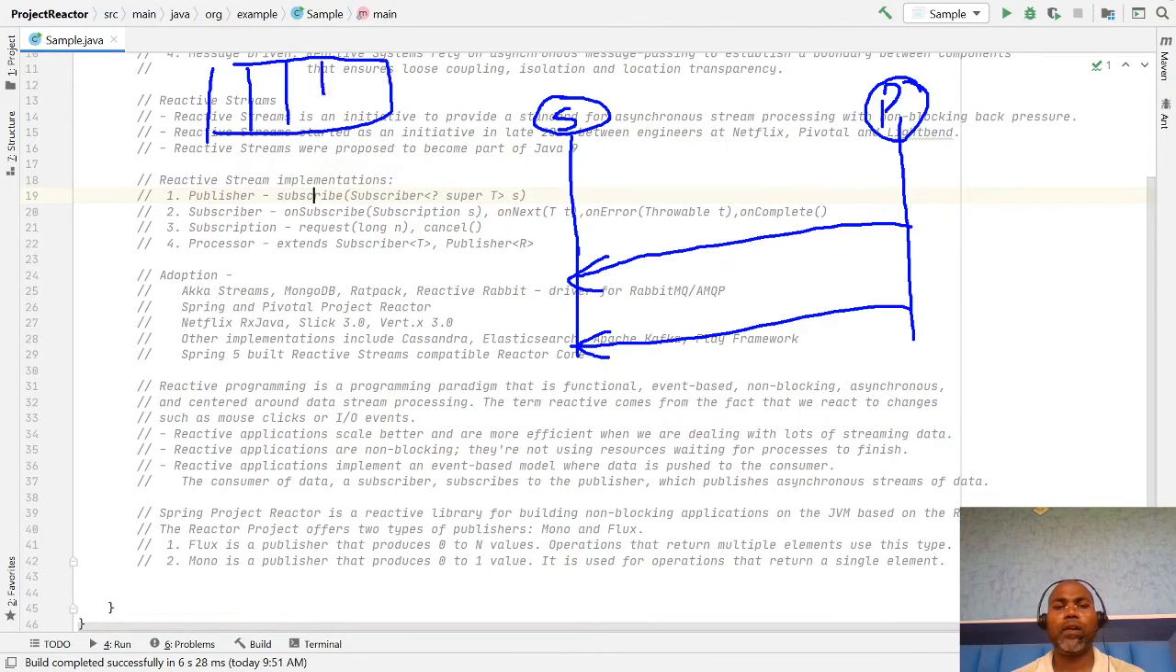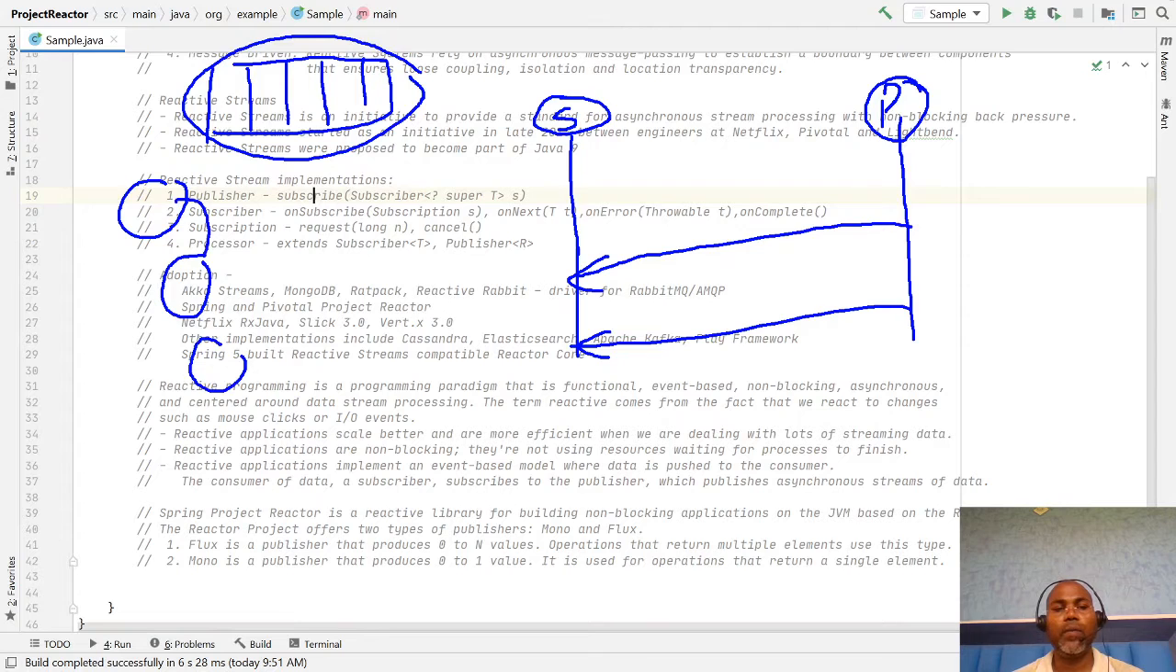collections of data, a list of data, an array of data. This is a stream of data. A stream, what do you mean by stream? A stream means a sequence of elements, a sequence of data emitted over time.